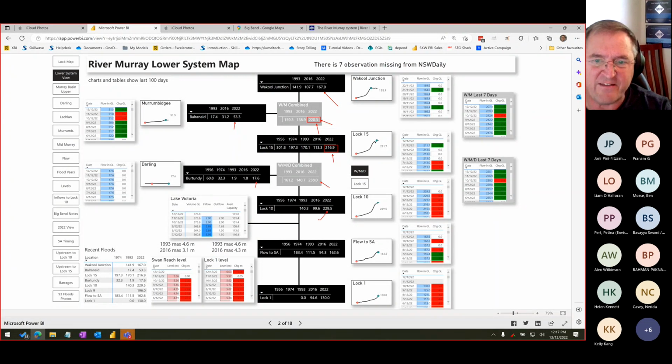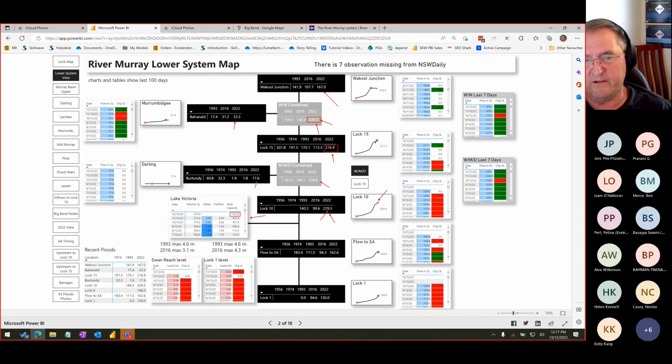And you can see that as of today, lock 10 is at 229 and it still hasn't peaked yet. So I've got no reason to think that we're not going to get pretty close to 230 gigalitres per day hitting lock 10. If it hits lock 10, yes, they can take some water into Lake Victoria, but they've only got 100 gigalitres of capacity.